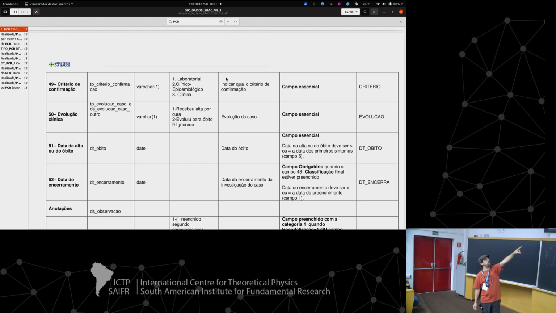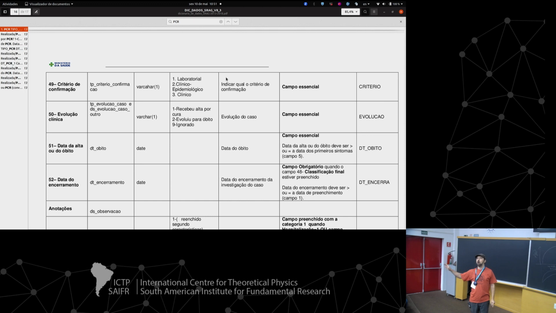So it is confirmed if the criteria is equal to 1, because it's lab result. If the value there is number 2, it means that the diagnosis was based only on clinical epidemiological assessment, not through lab result. The most I can say is that this is a probable case, not a confirmed one. And finally, if it's only clinical, this is still a suspect case. Okay? So these are ways that you can separate that information.